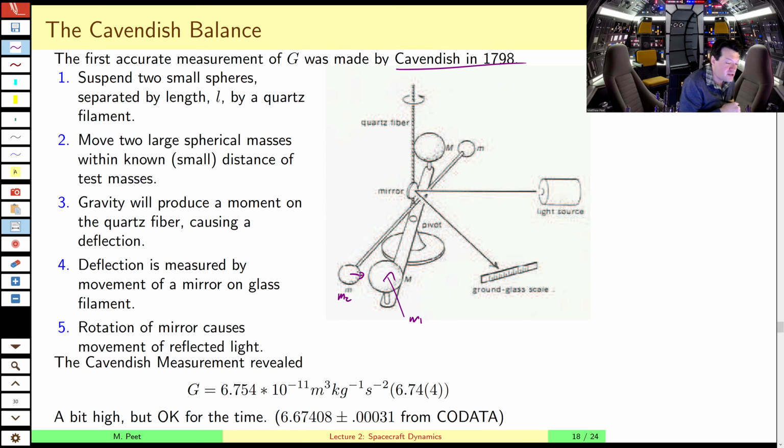Well, the answer was to create essentially a very, very sensitive spring. What was done was you take a single quartz fiber, hang it from the ceiling, and attach it to this bar here. And what does that do? Well, first of all, quartz fibers have very low torsional spring constants, so they'll resist that torsion very weakly. So very small torques on this quartz fiber are going to cause very large angular deformations.